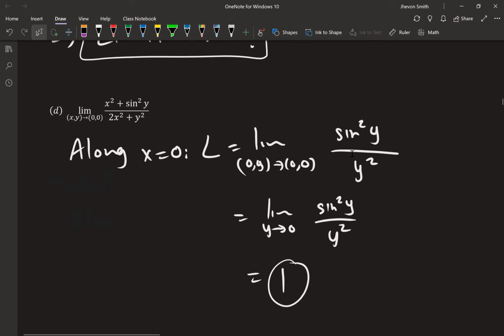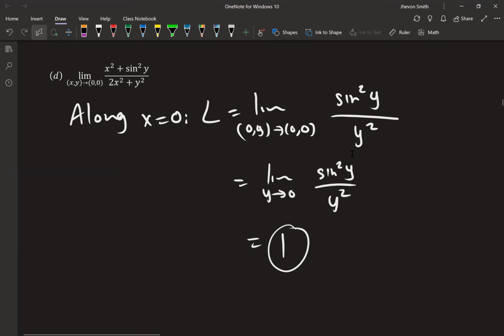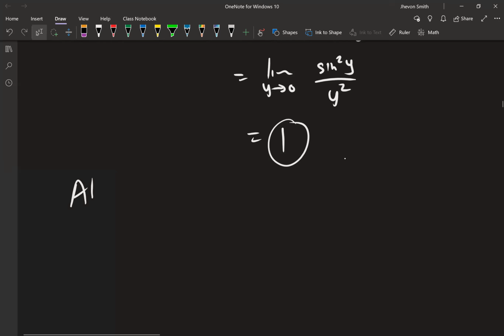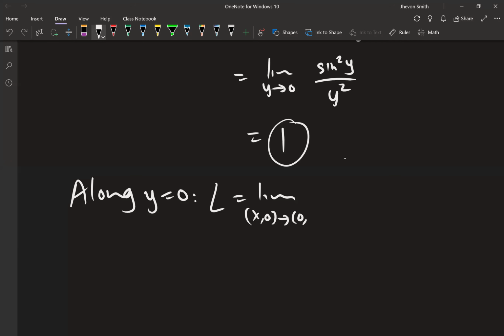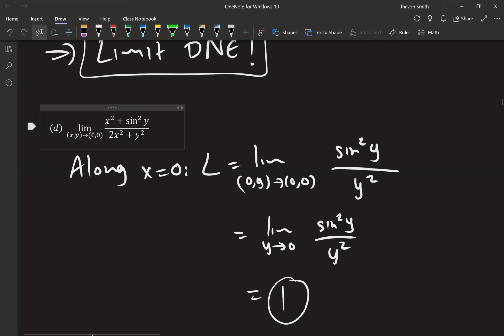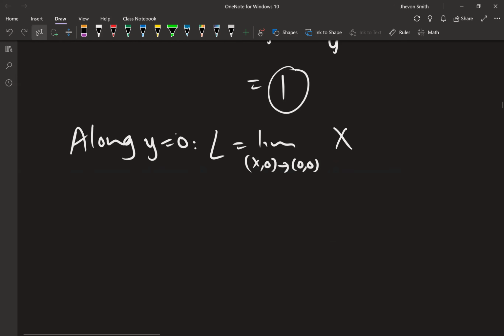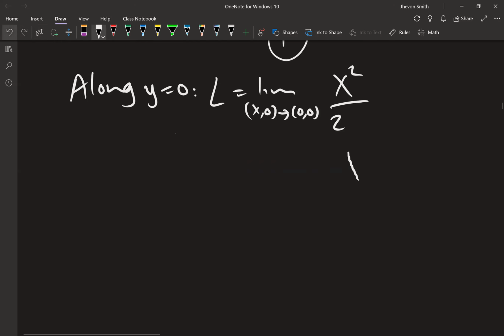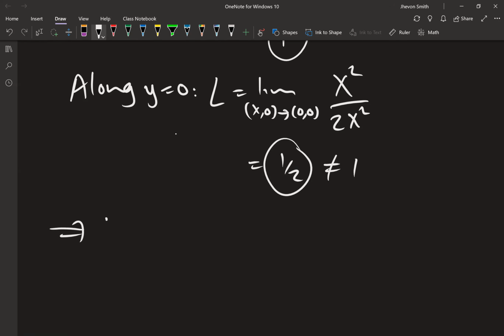All right, what else can you think of? y equals 0? Let's see. Along y equals 0, our limit would look like, my sine of 0 would then be 0, and my y squared would be 0, so I would have x squared over 2x squared. That's equal to a half, which is not 1, which is what we got before. Limit does not exist.